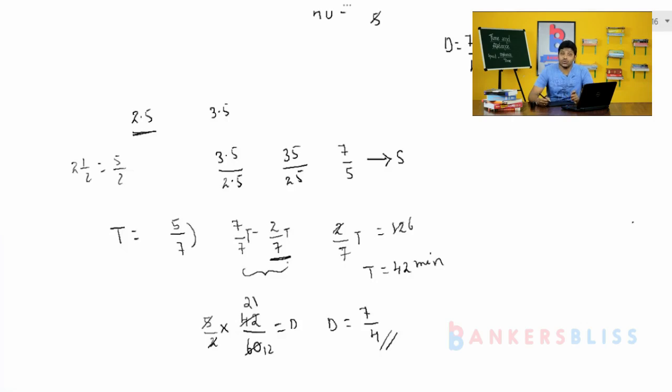So with respect to 2.5 we have calculated. See here, 2.5 has become 3.5. So always you have to go for the first value, that is 2.5. So that is 5 by 2 into 42 by 60. So after simplification you are going to end up with 7 by 4. So here the answer is 7 by 4.